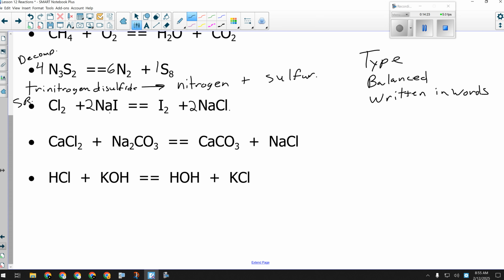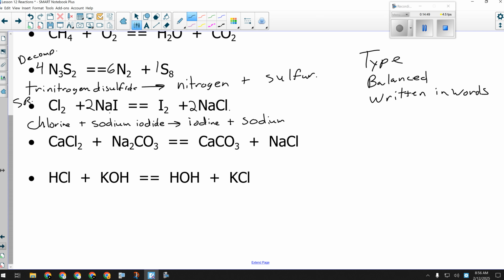If I'm writing that one out in words, same rule as this one up here. This is how chlorine appears as an element. So that's just chlorine plus this ionic compound, which would be sodium iodide. This is just iodine. And this is sodium chloride.